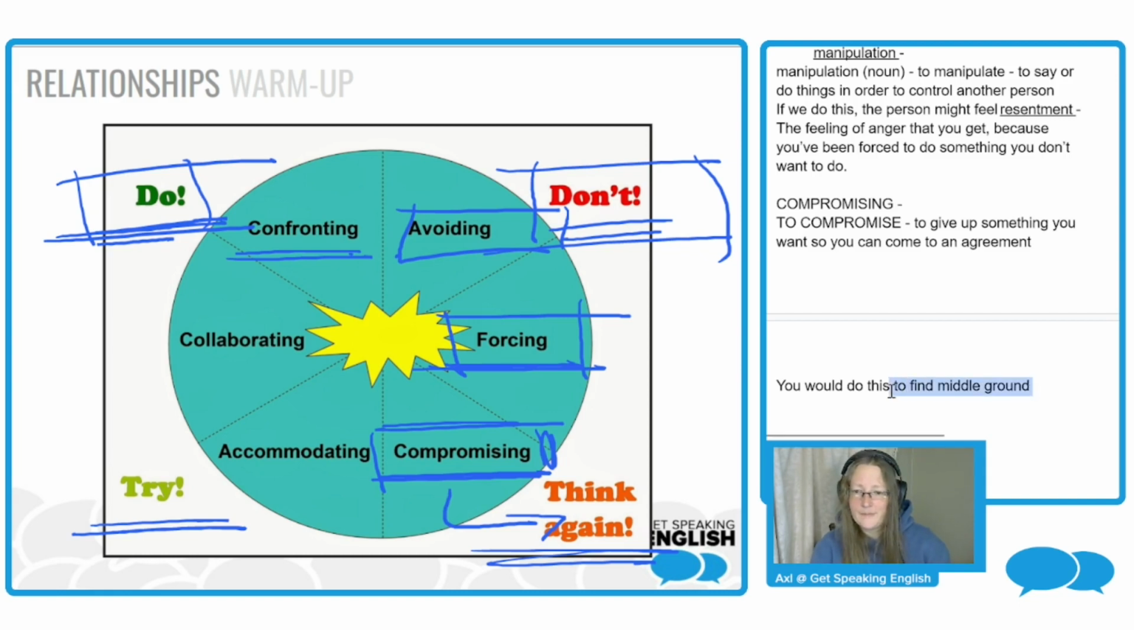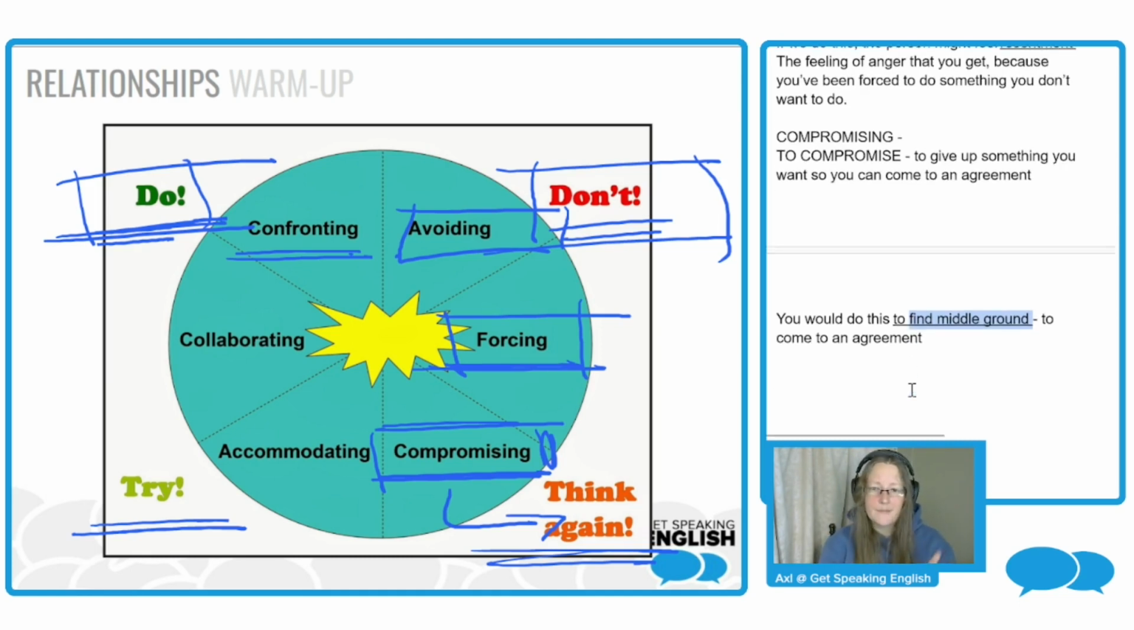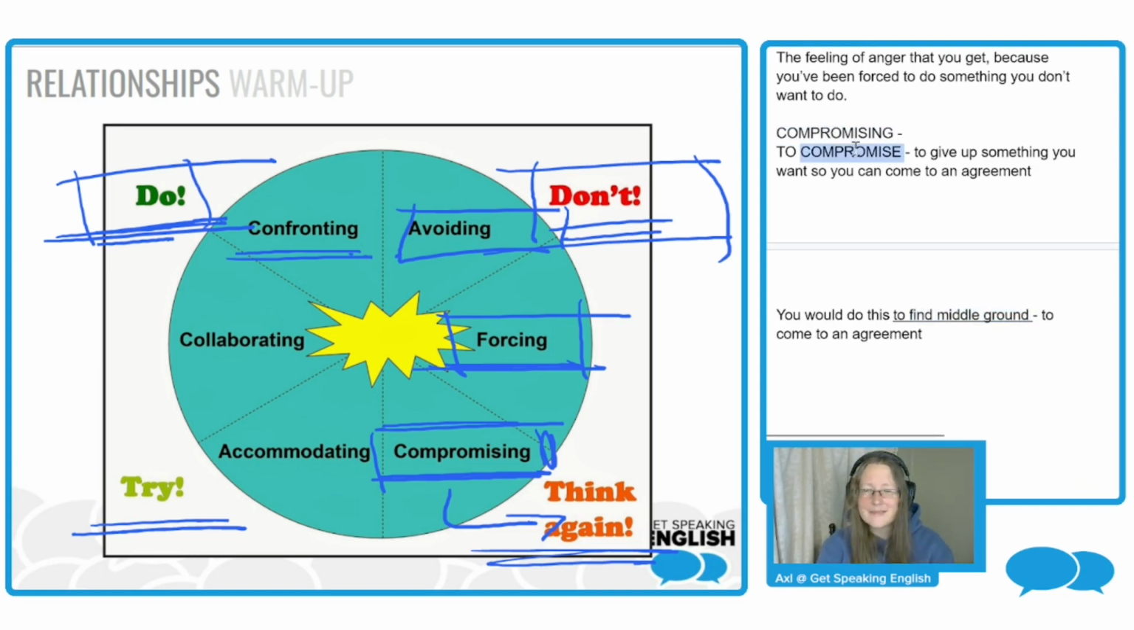Right, you would do this to find middle ground. And just another way to say it is to come to an agreement. One person gives up something, the other person gives something up as well, and then you meet in the middle somewhere. So that's what it means to find common ground, maybe. You would do this to find common ground. Common ground could also mean to talk about things that you both have in common and want, and to focus on that as well. But yeah, so these are all important ideas related to compromising, right?